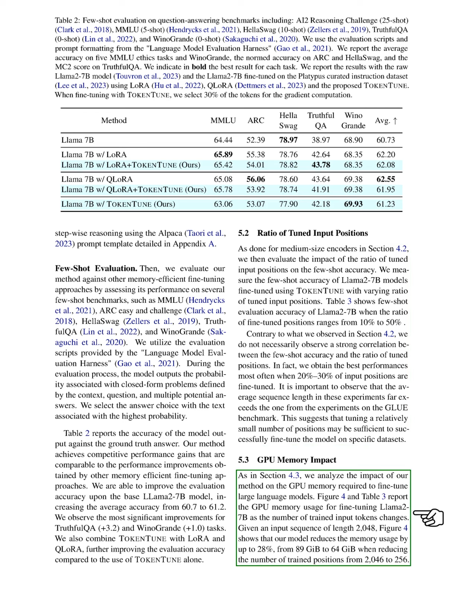Next, we analyze the impact of our method on GPU memory usage for fine-tuning large language models. Our figures and tables illustrate how memory usage for Llama 2-7B changes with the number of trained input tokens. For an input sequence of length 2048, we find that our approach can reduce memory usage by up to 28%, dropping from 89 GB to 64 GB when the number of trained positions decreases from 2046 to 256.